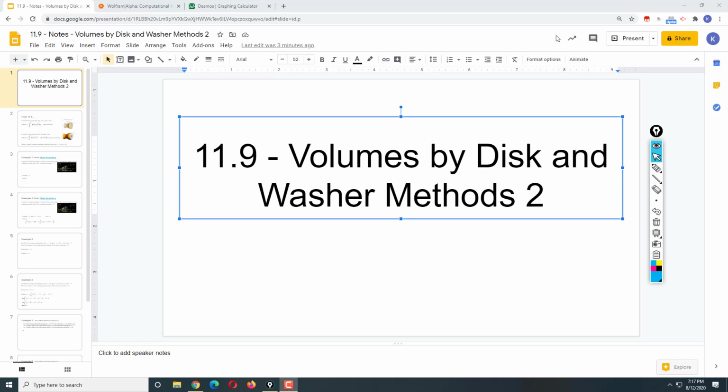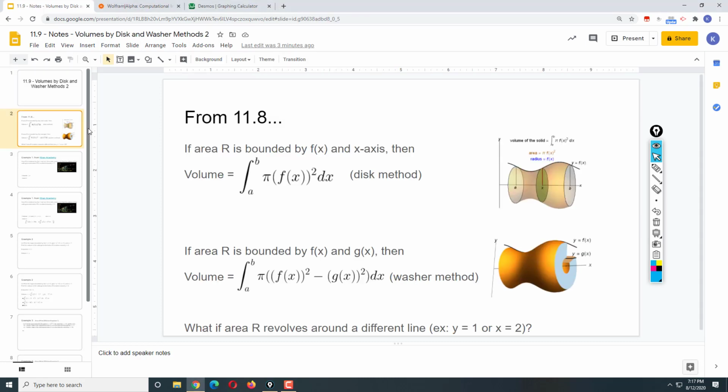11.9 Volumes by Disk and Washer Methods 2. In our last lesson, we learned that if area R is bounded by f(x) and the x-axis, we can use the disk method, which is really just integrating a bunch of pi r squareds, where r is f of x. If an area is bounded by f of x and g of x, and say f of x is larger, then the volume would be the integral of a bunch of pi times f(x) squared minus g(x) squared, because we're doing the volume of the large minus the volume of the small, and that's called the washer method.